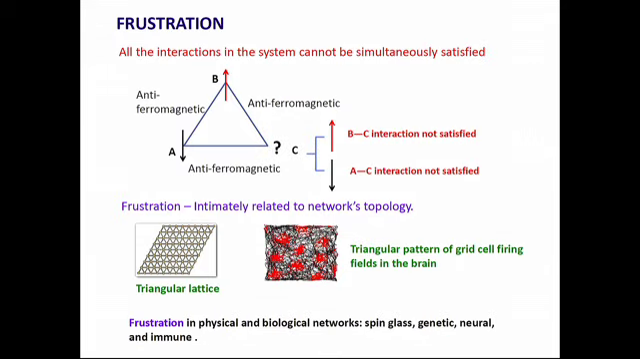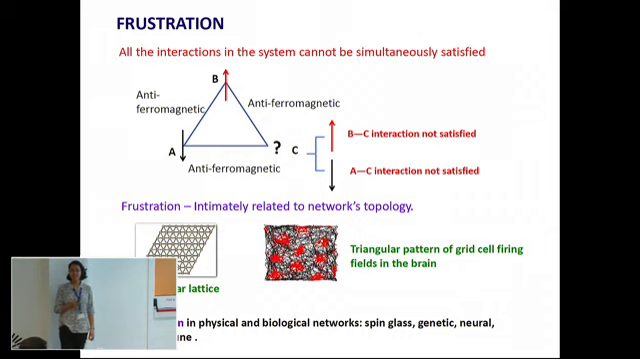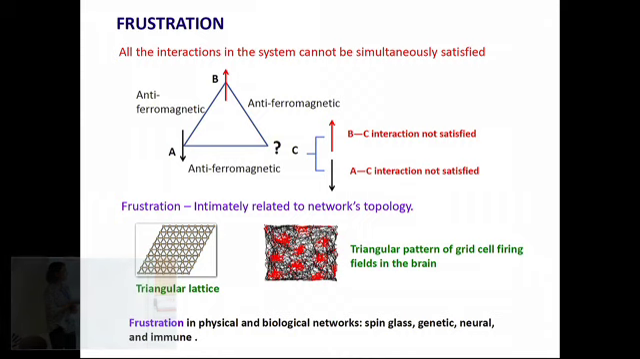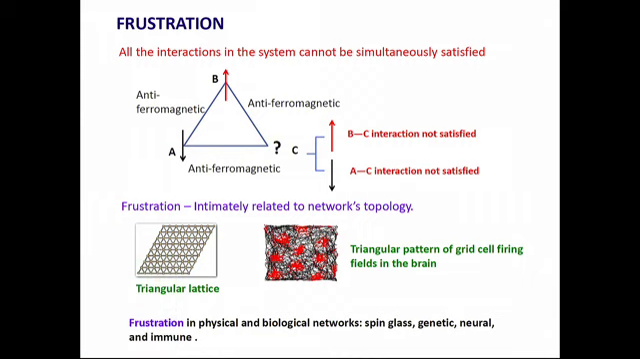Thank you. Hi, everyone. Frustrated systems are systems where all the interactions in the system cannot be simultaneously satisfied. For example, consider this triangle here where all the edges represent antiferromagnetic interactions. If I have a down spin at A and an up spin at B, then the interaction between A and B is satisfied.